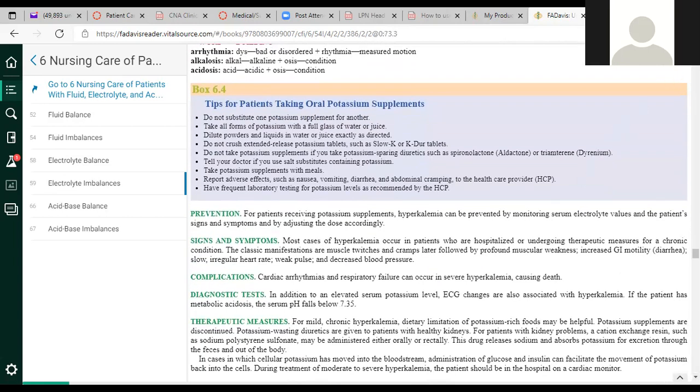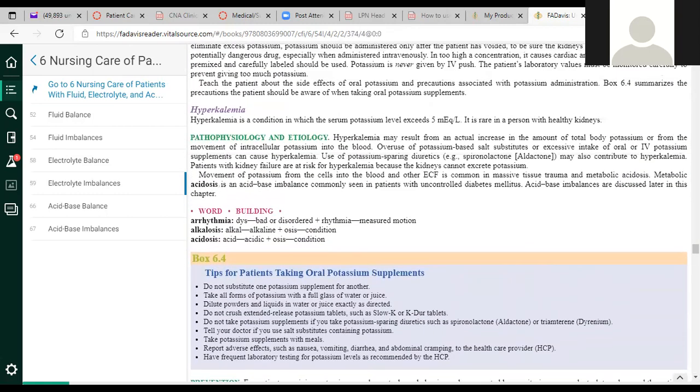And it talks about hyperkalemia. And hyperkalemia is an elevated potassium level. And will somebody actually read this first paragraph? You can stop at excrete potassium.